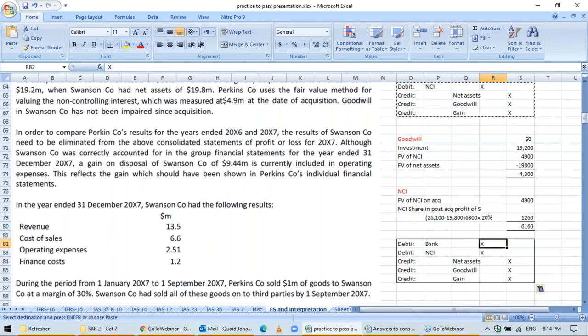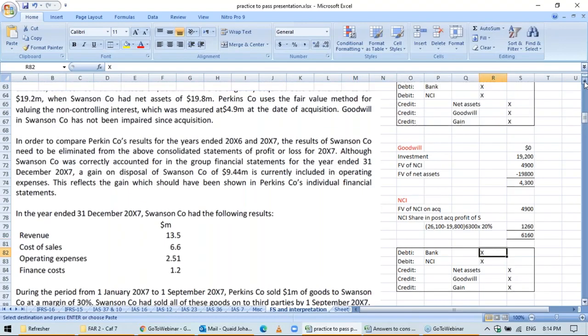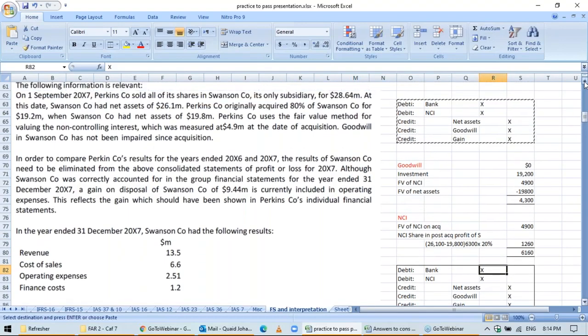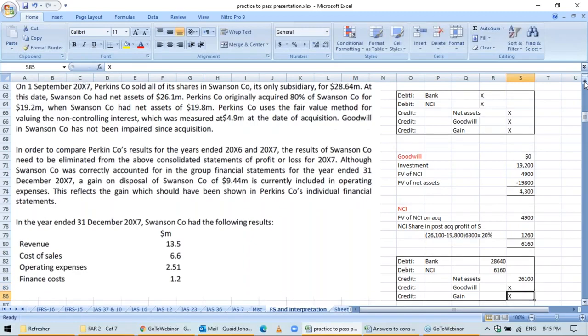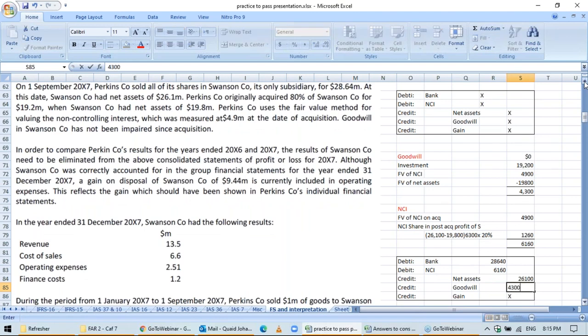So how much amount was received in the bank? In the first line of the paragraph we read, the subsidiary was sold for 28.64 million, 28,640. NCI was 6,160, debit. Then the net assets on the date of disposal were 26,100. Plug into it, and the goodwill was 4,300. Now, the balancing figure is left behind. Just calculate the balancing figure.